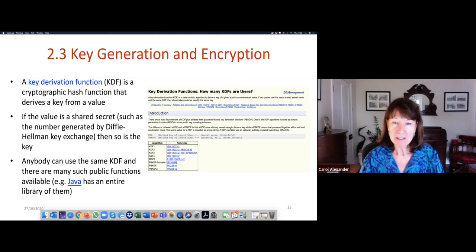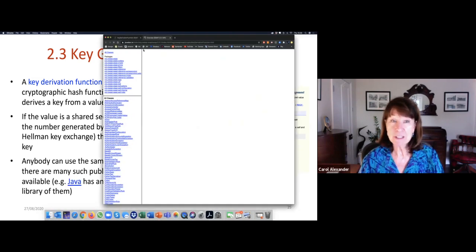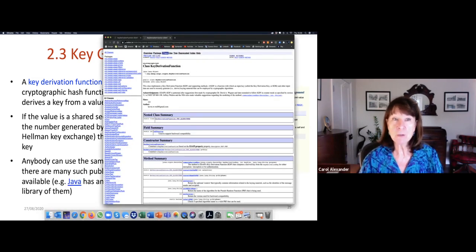You can just get open source code. There's lots of Java code. Here's a list of a few different types where you can just click on it and get the code. If you're into that sort of thing, here's a Java library as well on that link.